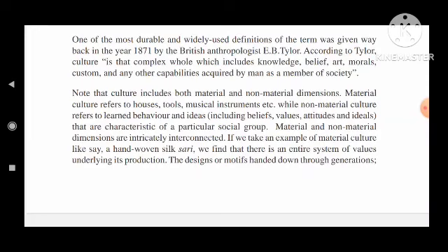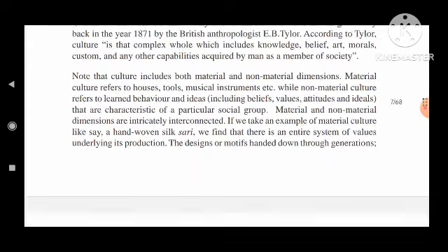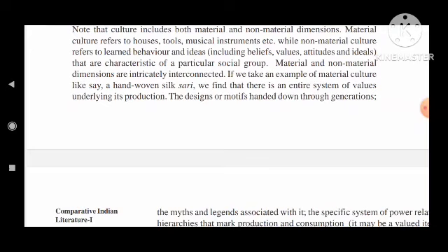Material and non-material dimensions are intricately interconnected. If we take an example of material culture, like say a hand-woven silk saree, we find that there is an entire system of values underlying its production.